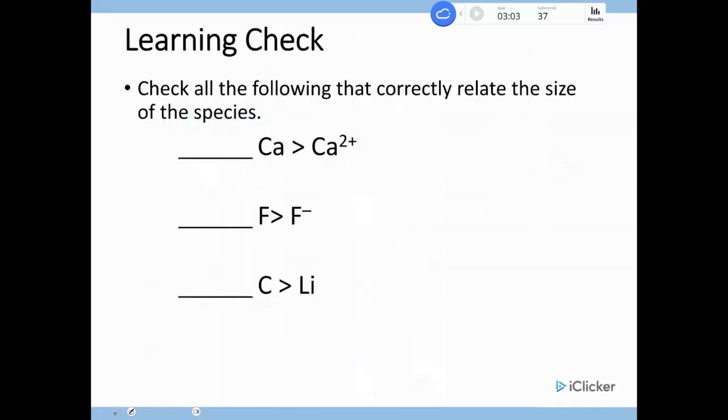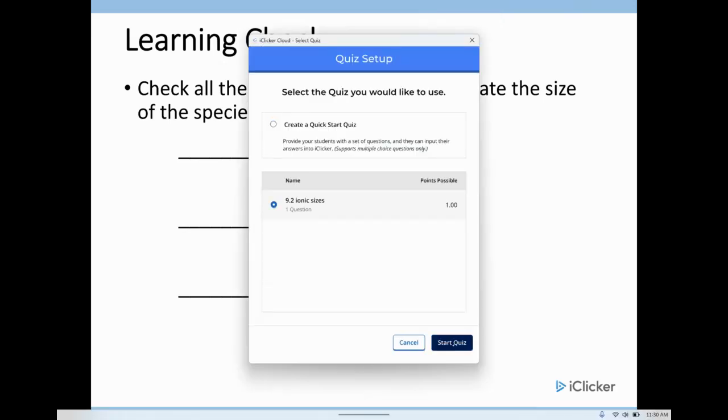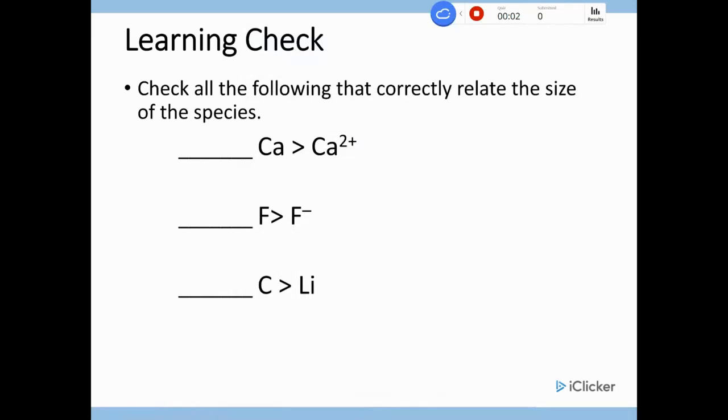All right, let's do another learning check here. So we have 3 statements here. You are selecting which of these are correct. So calcium neutral versus cation, fluorine neutral versus anion, and then carbon and lithium both are neutral. So on iClicker, you can select more than one answer. That's not a hint that you need to, but if you find one that's true, don't discount the others. So think about all 3 of these, determine which of these are correct. And let me know if you have questions.